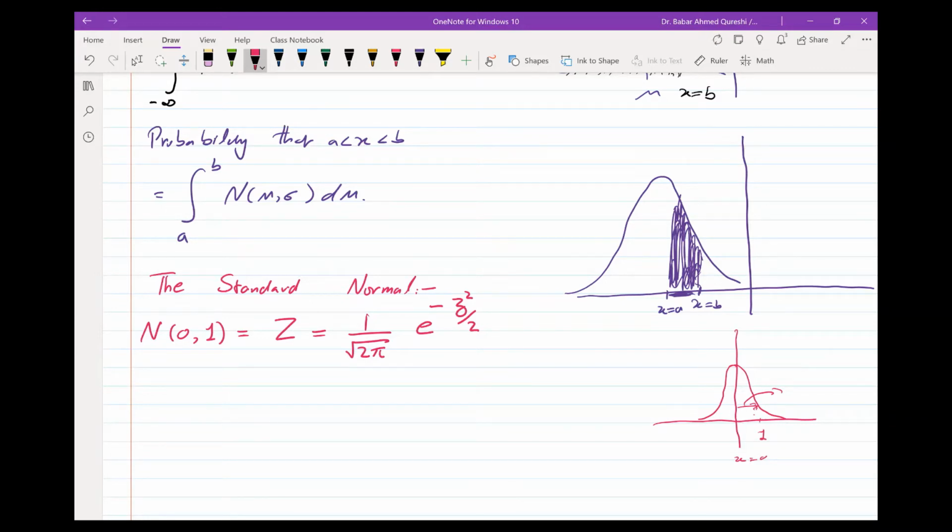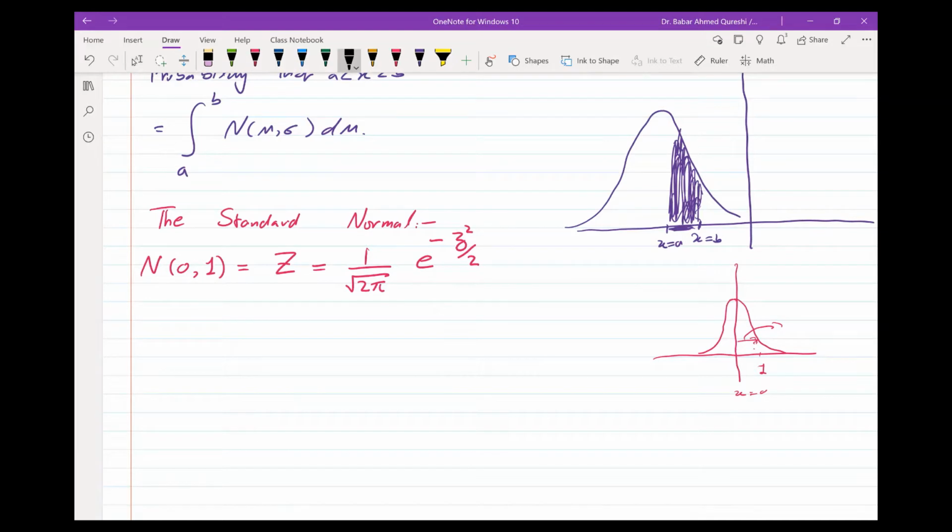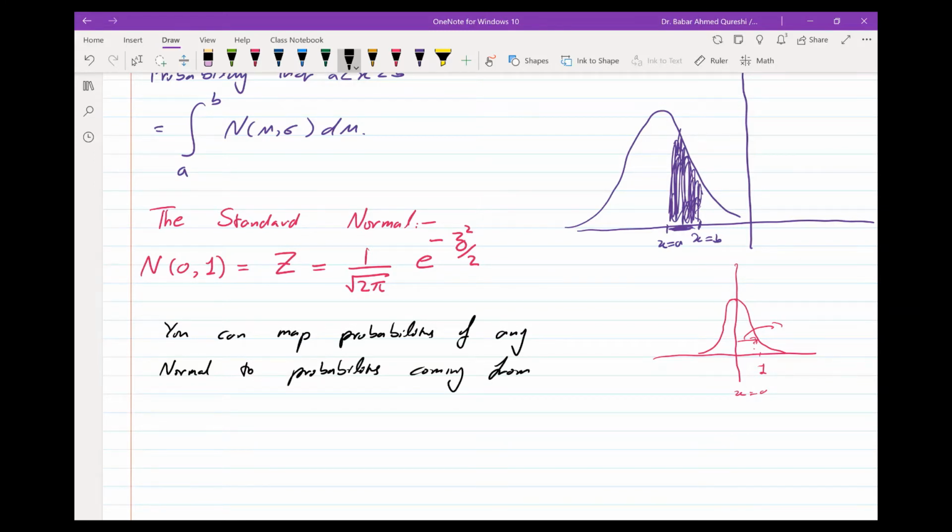Now you can map the probabilities of any normal to the probabilities coming from the standard normal. All you have to do is do a change of variable. So you can map probabilities of any normal, that means having any mean and any standard deviation, to probabilities coming from the standard normal.